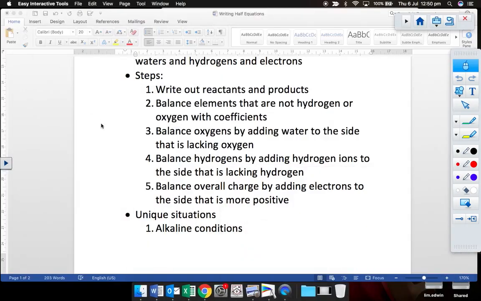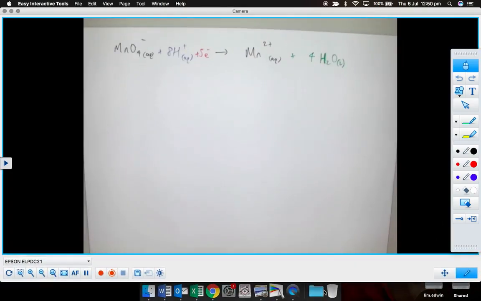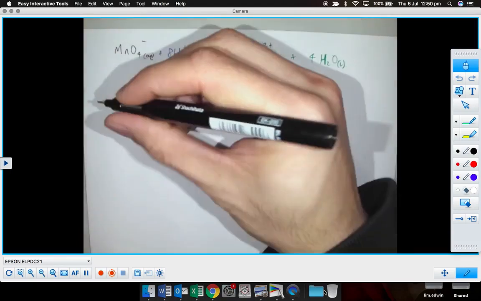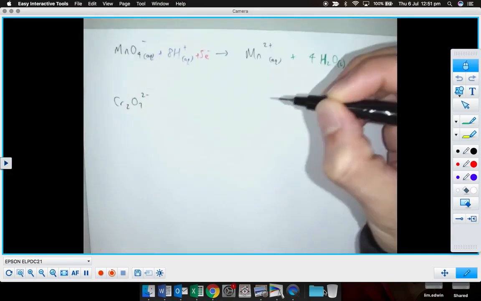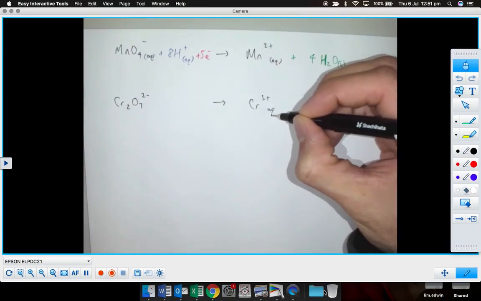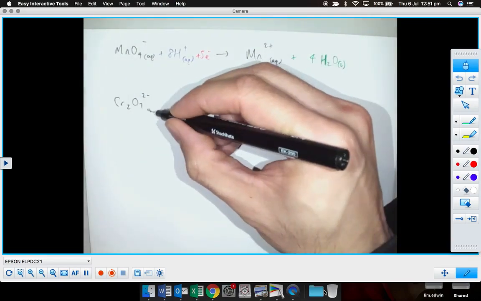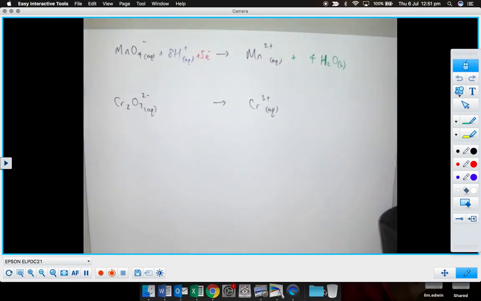The next one is Cr2O7 2- going to Cr3+. Let's go try that one out. Cr2O7 2- going to Cr3+. These are both aqueous. Remember, you've got to put in the states. That's step 1. We've written down what it becomes.